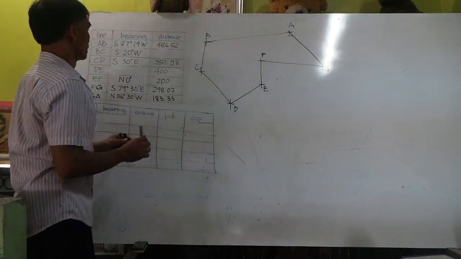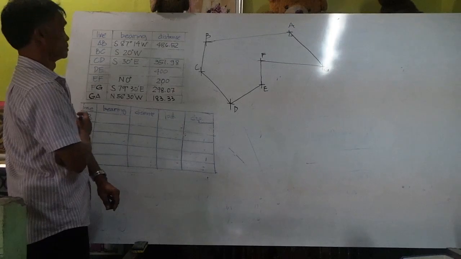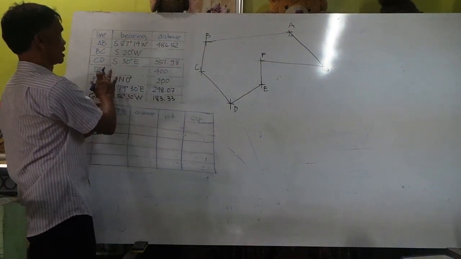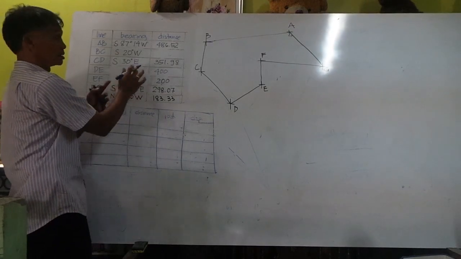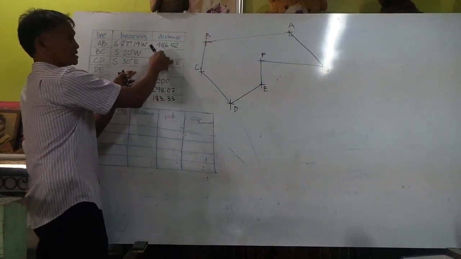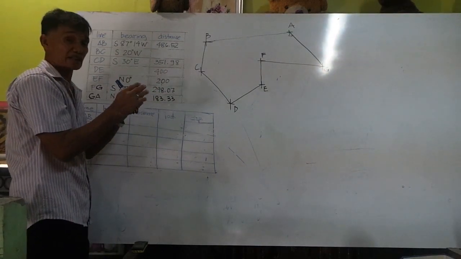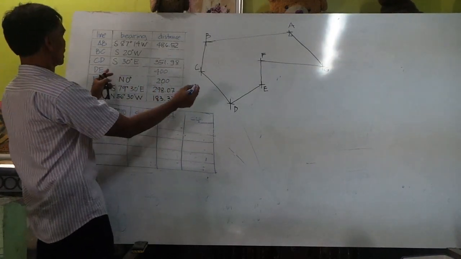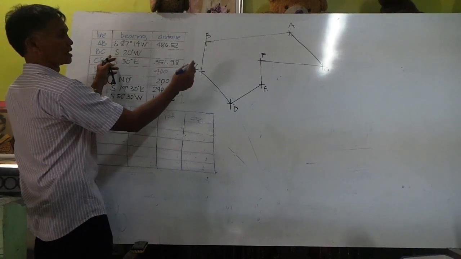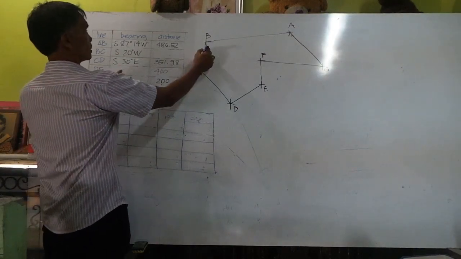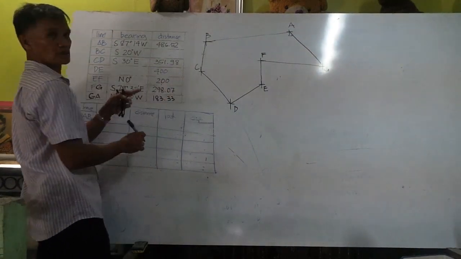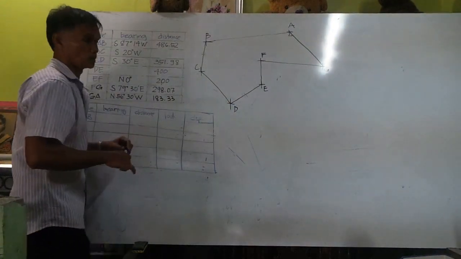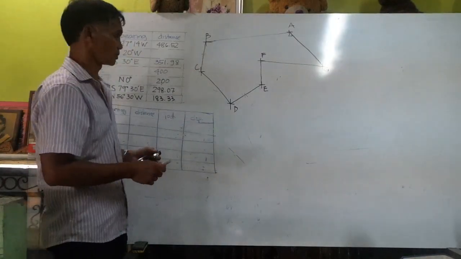Then, take note that our missing data is the distance of BC and the bearing of DE. So these two lines are non-adjoining or not adjacent. You take note of the lines that have missing data. So you have BC, this one, then DE, this one. So, what will you do?